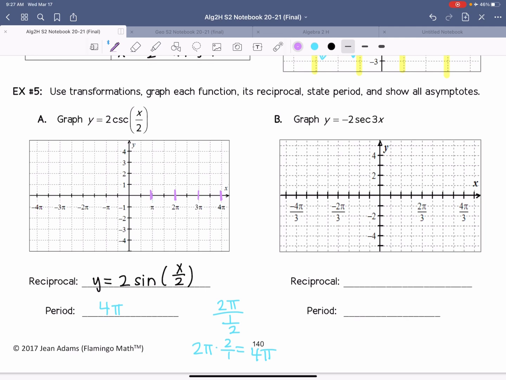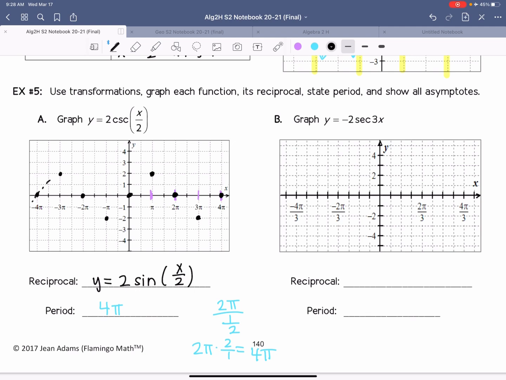Okay, sine graph starts at 0, 0. This one, instead of going up 1, it's going up 2. So where my marks are, it's now going to be at 2. Continue the pattern to the other side. Okay, so this is my sine. This is y equals 2 sine of x divided by 2.